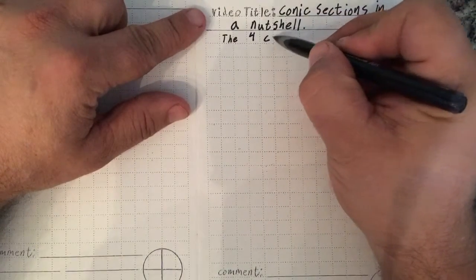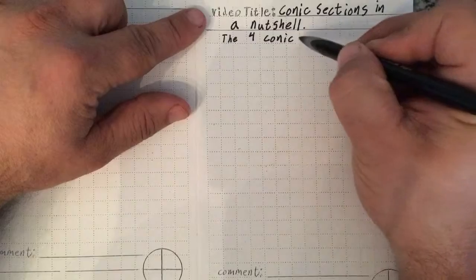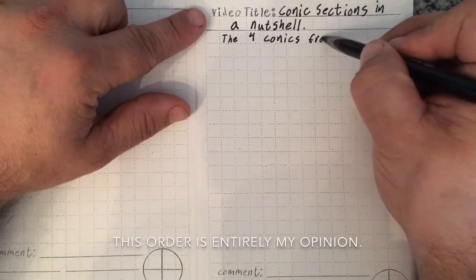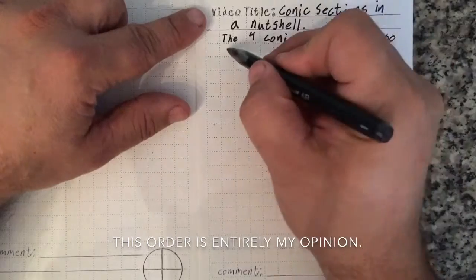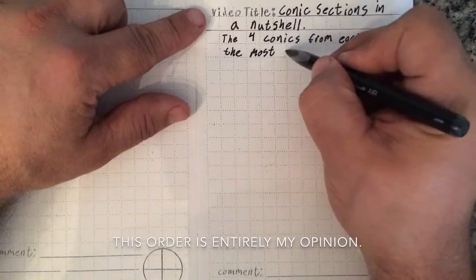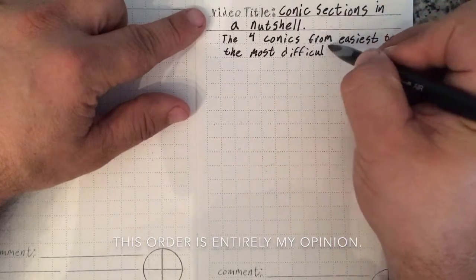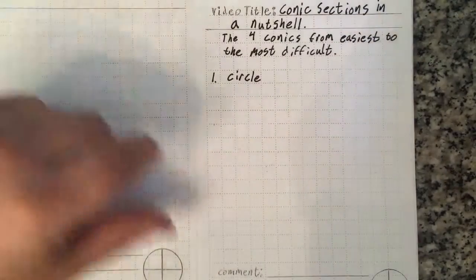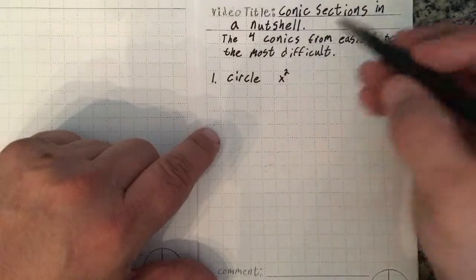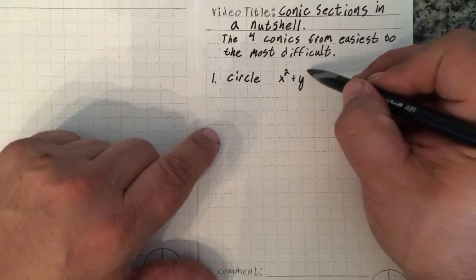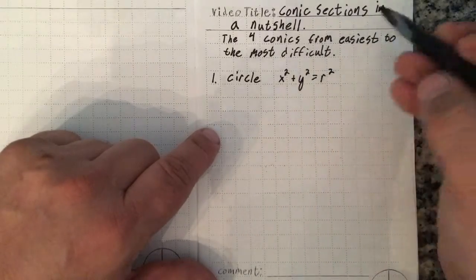These are the 4 conic sections. I'm going to do it from what I consider the easiest to the most difficult. The least difficult would be the circle, and I'm doing all these centered at 0, 0, no phase shift, so the general formula is x squared plus y squared equals r squared.